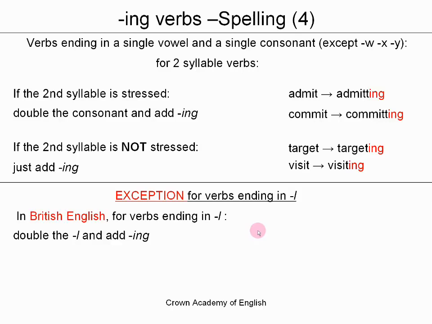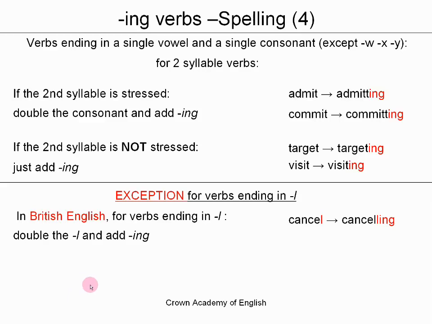Well, the exception is in British English. So this exception for verbs ending in L with a single vowel before it and with two syllables is only for British English. So in British English, in this case, we always double the L and then we add ing. We do not care about which syllable is stressed or not stressed. We just double the letter L every time and we add ing.